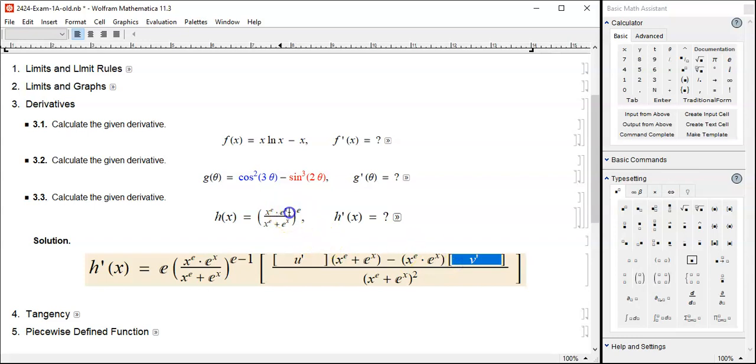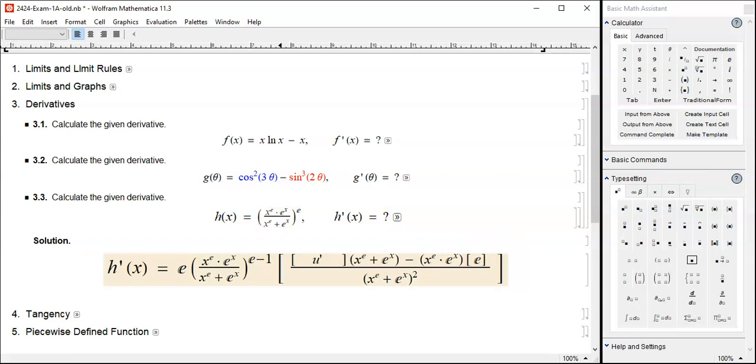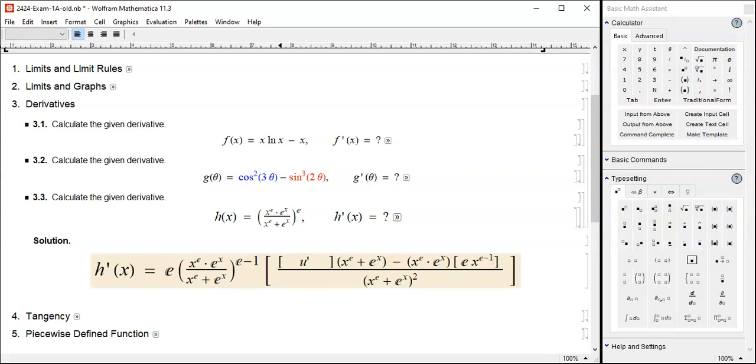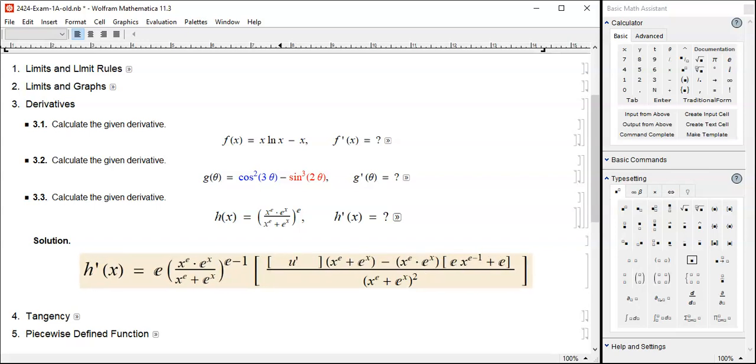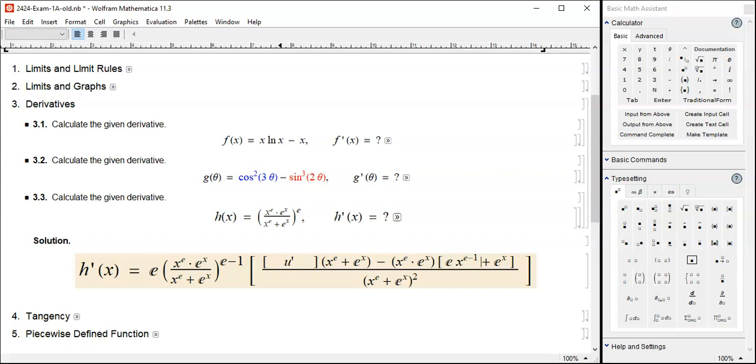And here u prime is going to be a problem, we have another product rule here. V prime, that's far less of a problem. We have a power function plus exponential. Power function first, e x to the e minus 1 power. And then exponential always stays the same, and that'll take care of the derivative of the denominator. All good.